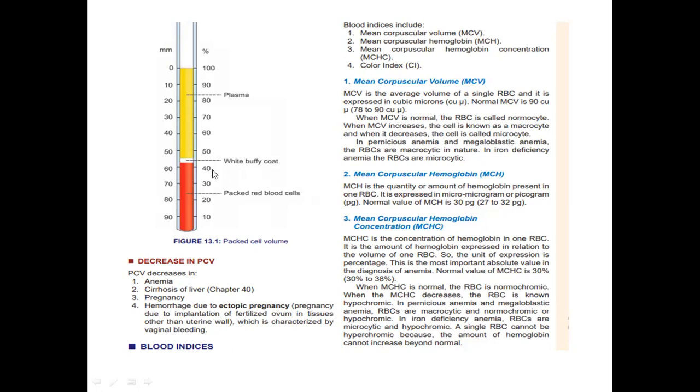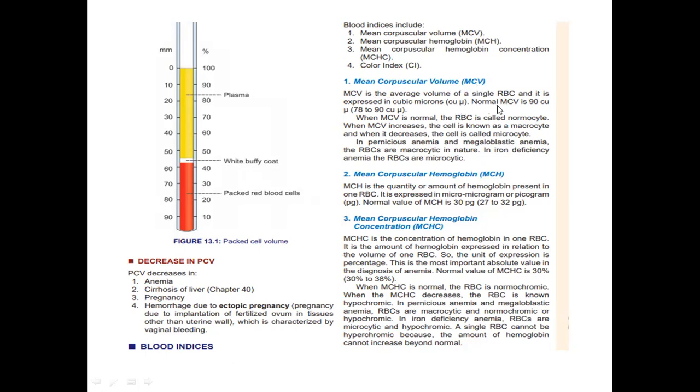Now, what are the other blood indices that we need to study? The other blood indices that we need to study include mean corpuscular volume, mean corpuscular hemoglobin, mean corpuscular hemoglobin concentration, and color index. So what is mean corpuscular volume? The mean corpuscular volume is the average volume of a single red blood cell, not the whole red blood cells together, just one red blood cell. And it is expressed in cubic microns.